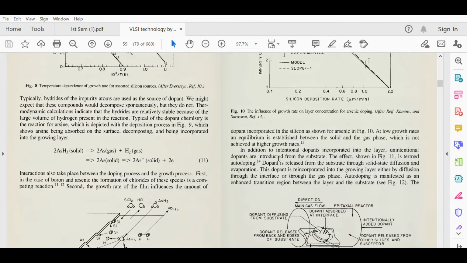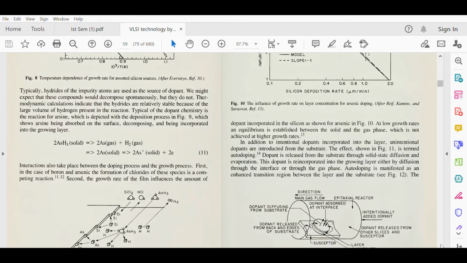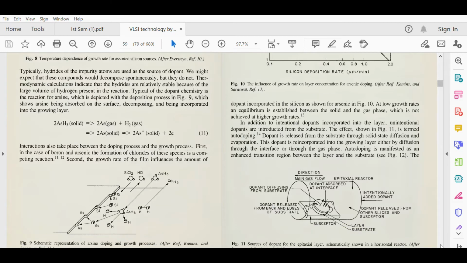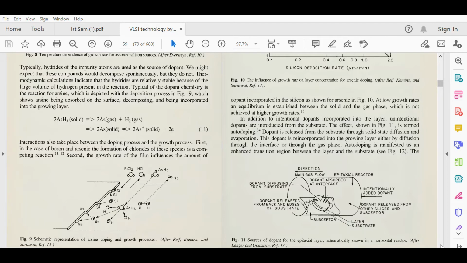In addition to intentional dopant incorporated into the layer, unintentional dopants are introduced from the substrate. What do you mean by intentional dopants and unintentional dopants? Intentional dopants are those dopants which I, as a user, am doping inside the silicon crystal, or I am producing the silicon crystal by involving that dopant, just like the arsenic. But what if the substrate I am using is a p-type substrate or n-type substrate, which depends on whether we are producing NMOS or PMOS, whatever.